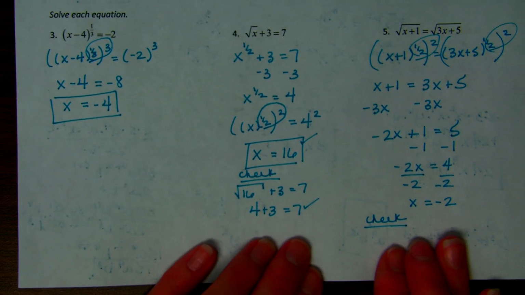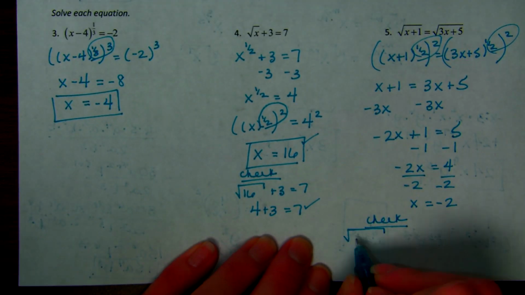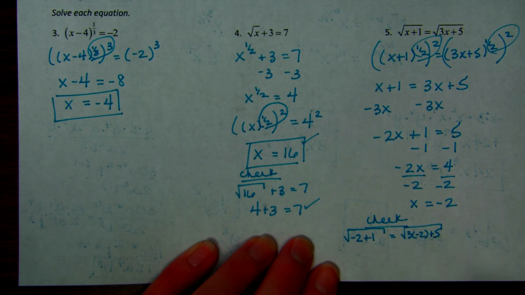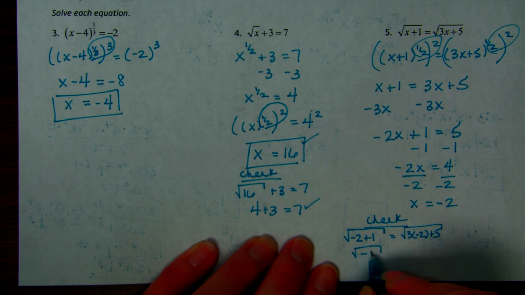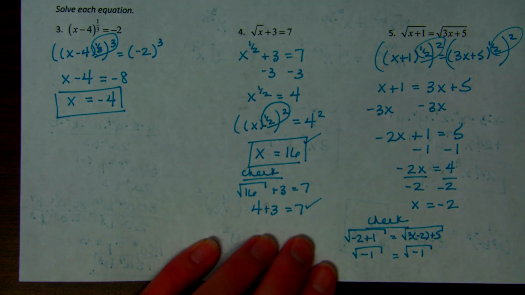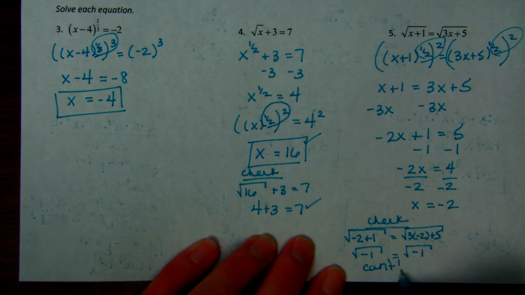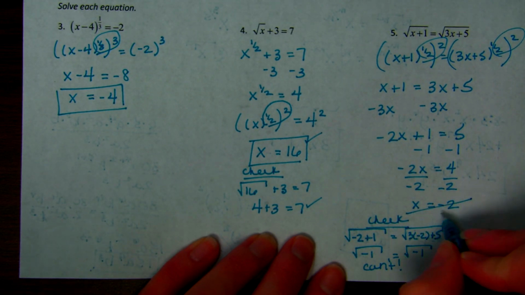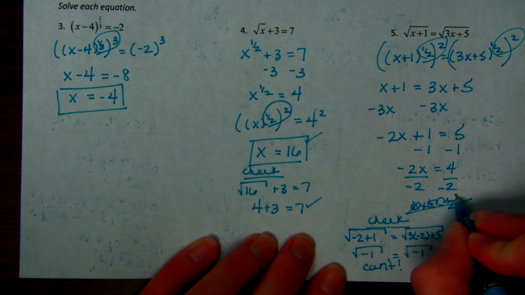And so when I plug this into check, I get the square root of negative 2 plus 1 is equal to the square root of 3 times negative 2 plus 5. This is the square root of negative 1 is equal to the square root of negative 1. Can you take the square root of a negative number? No, we can't take the square root of a negative number, and so that means that this solution is extraneous. So we need to mark through it, and we need to say extraneous.